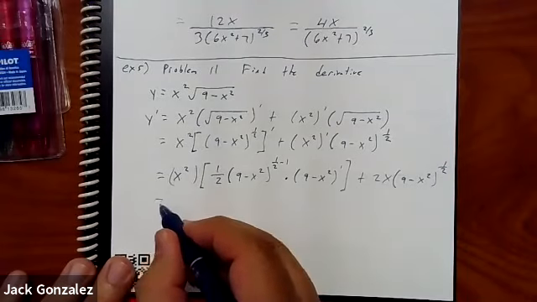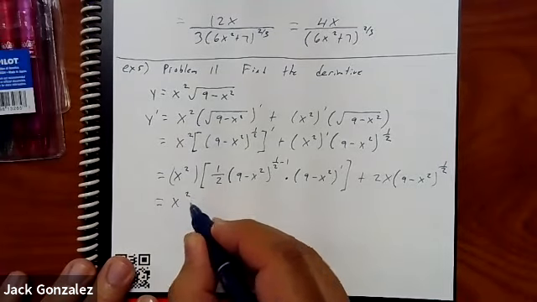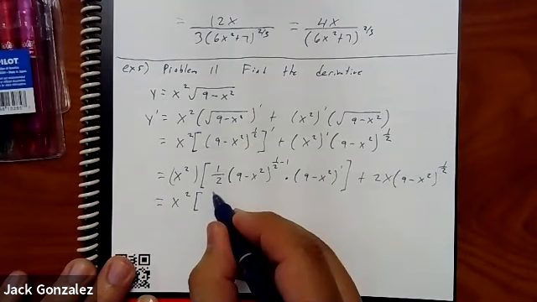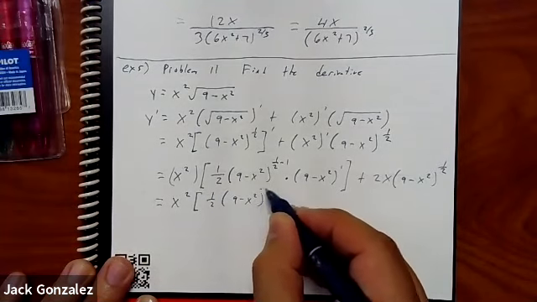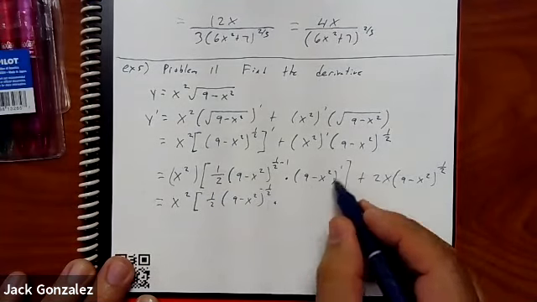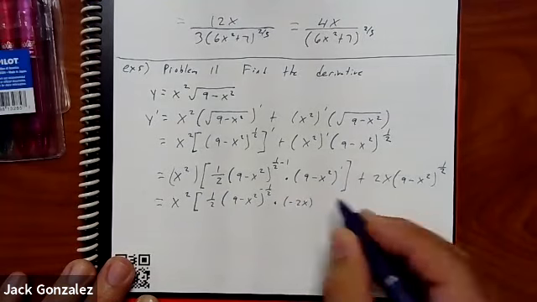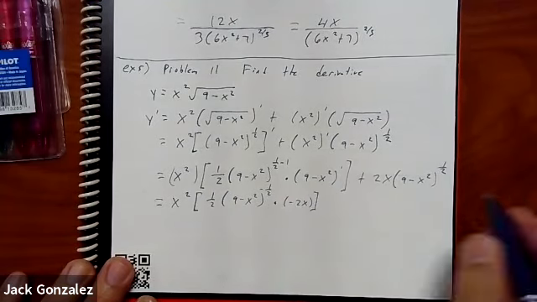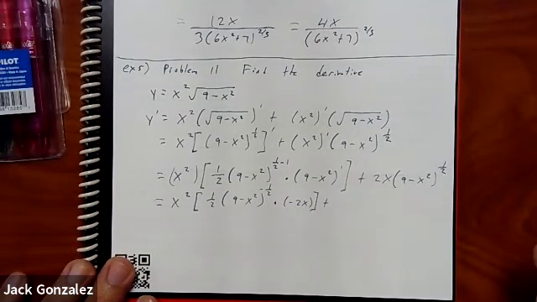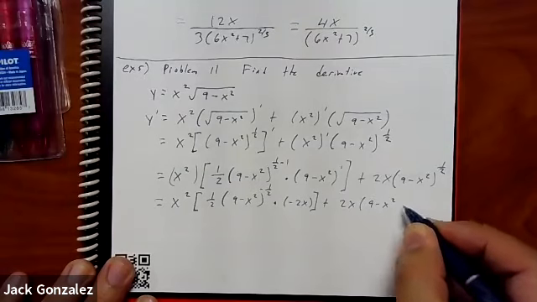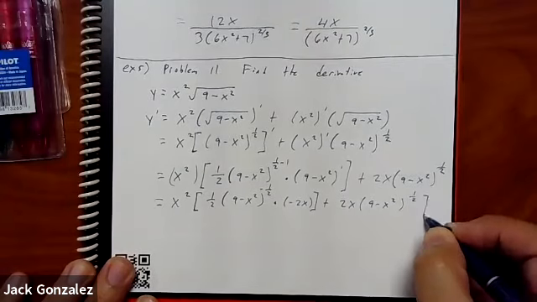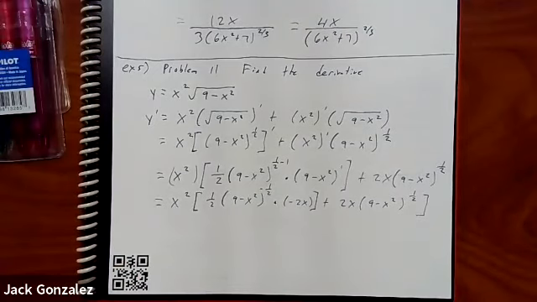So it's getting a little ugly. So this will be 1/2 times 9 minus x squared to the -1/2 times the derivative of this guy, which is -2x, plus 2x times 9 minus x squared. So all the derivatives are done. Product rule is done. Chain rule is done. So now we just have to do some algebra.